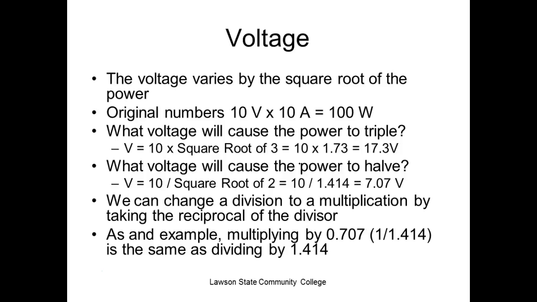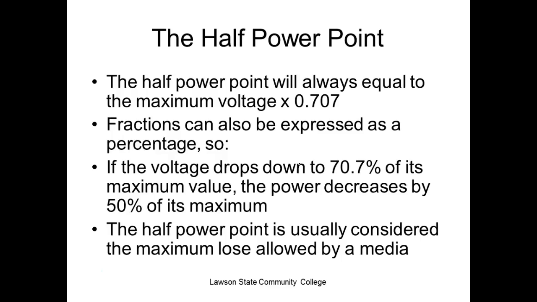Y'all understand? Let's see how we got that. You're going to find we use that number a lot. The half power point will always be equal to the maximum voltage times 0.707. Fractions can also be expressed as percentages. So if the voltage drops to 70.7% of its maximum value, the power decreases to 50% of its maximum. The half power point is usually considered the maximum loss allowed by a medium.